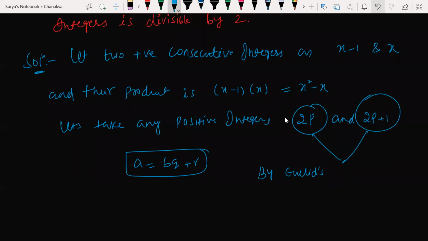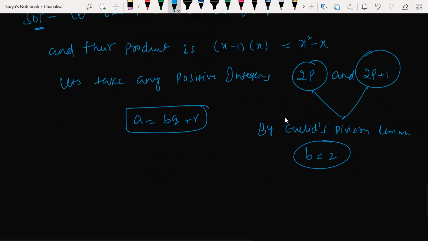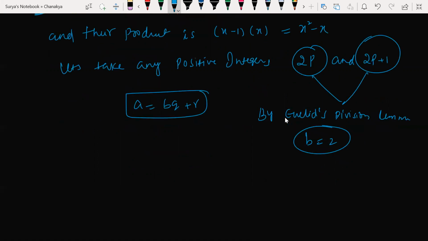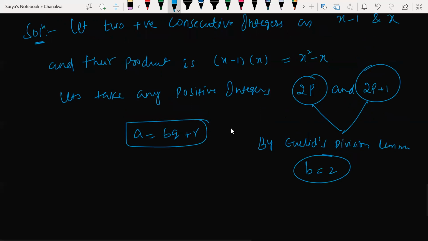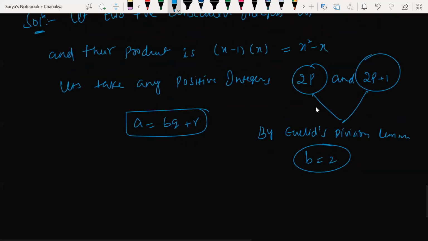By Euclid division lemma, B is equal to what? 2 here, correct? Isn't it? Yes or no? Yes, sir. So now what can be my x value now? What is x here? x is 2p. So what is the product we have here?